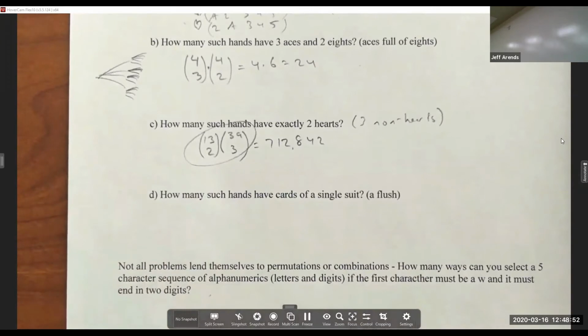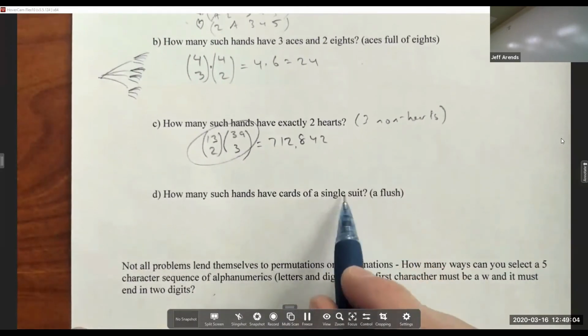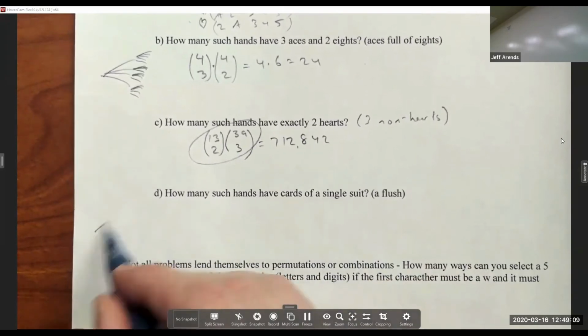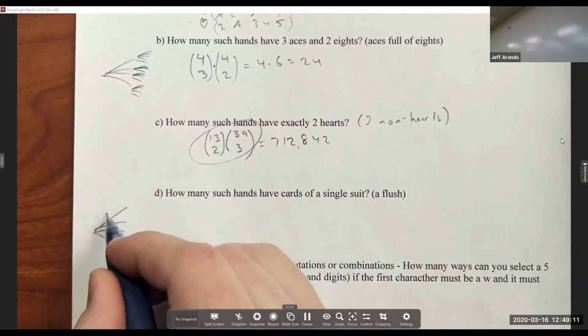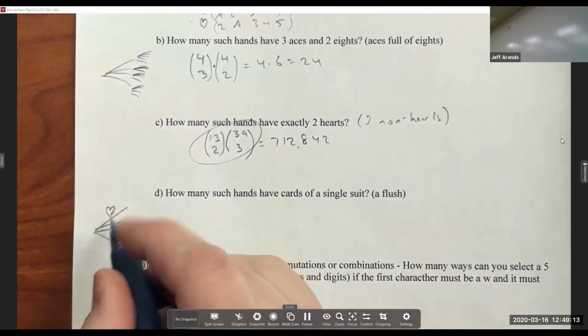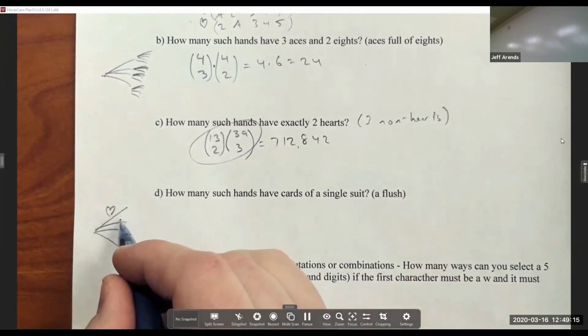How many such hands have cards of a single suit? In other words, a flush. If you're talking about a flush, all the cards need to be of the same suit. So one way to approach this problem is to first say, we're going to branch off and say all the cards are of a particular suit. So we'll do all of the hearts, or all of the, I don't know, I'm not going to draw them all.